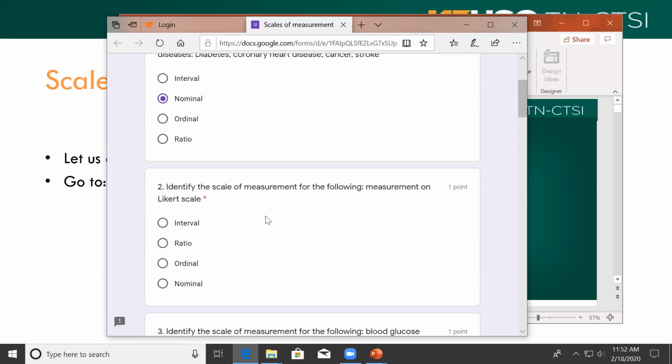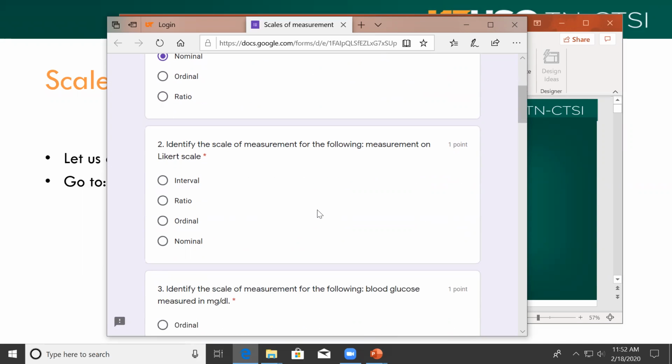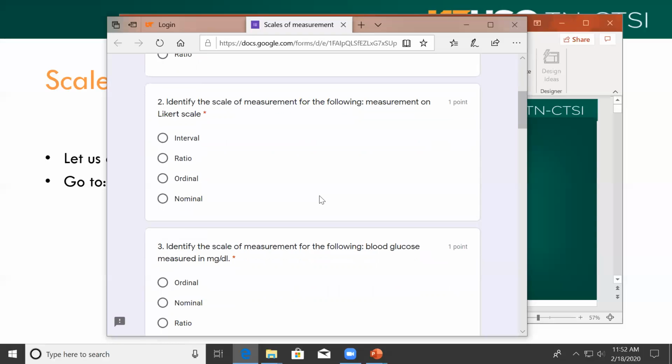Identify the scales of measurement for the following measurement: a measurement on a Likert scale. Strength: good, better, worst. Is it ordinal? Yeah, it's ordinal.